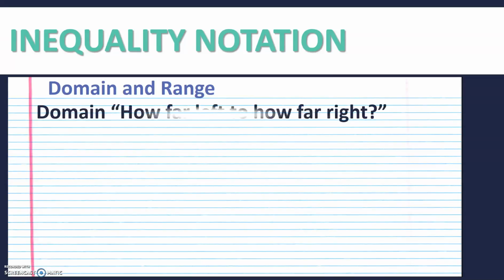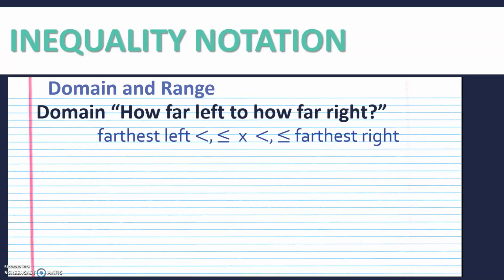Just to recall, domain is how far left to how far right we're looking. We're going to write it where the number on the left is the farthest left. Then we're going to have an inequality of some kind. The domain represents the x values. We're going to have another inequality of some kind, and then we pick the number that's farthest to the right.